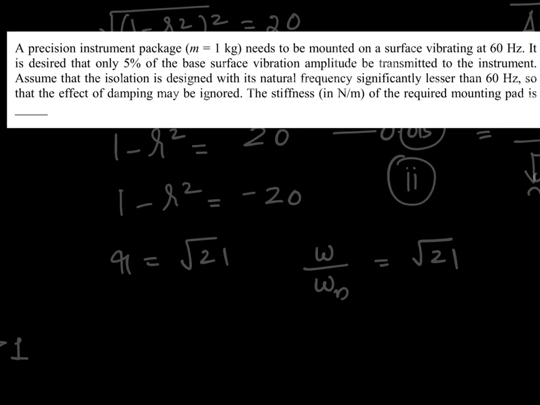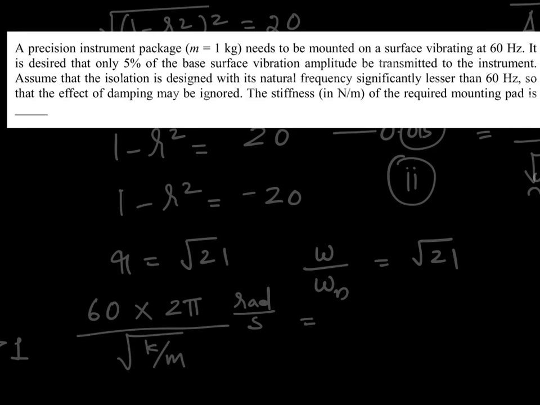That means, what is my omega? Omega is 60 hertz. Again remember units. In omega, I should substitute in radians per second. So omega will be 60 into 2 pi radians per second, because 60 cycles per second means 60 into 2 pi radians per second, divided by omega n, which is root of k by m, is equal to root 21. These units are also again radians per second.